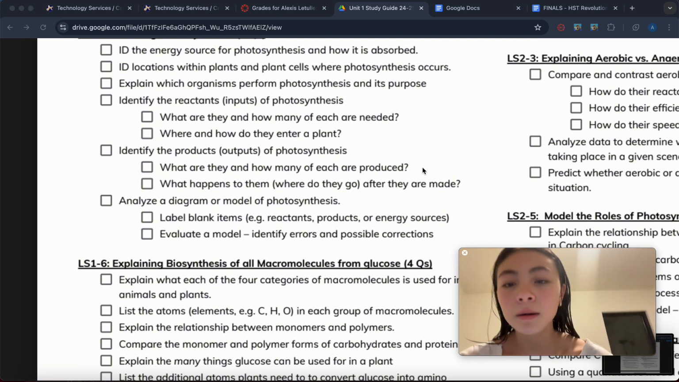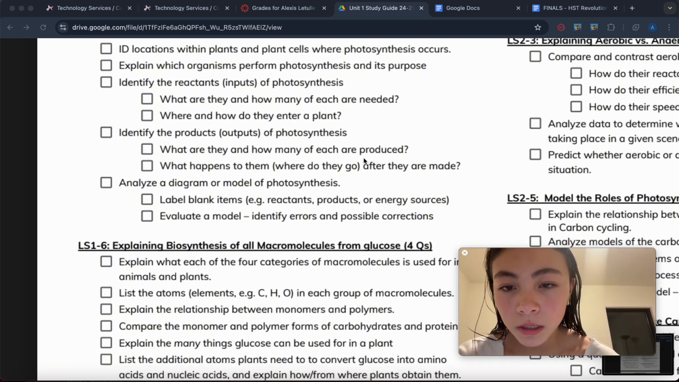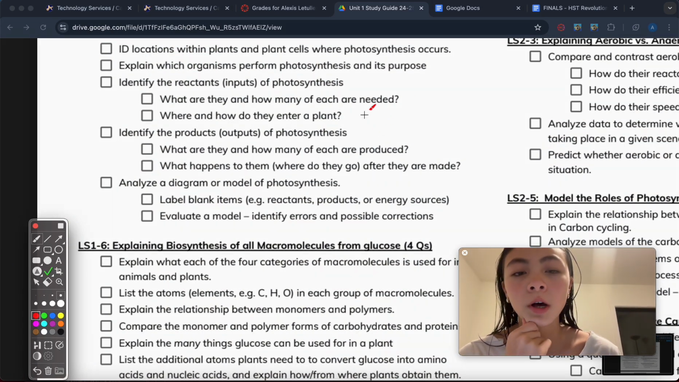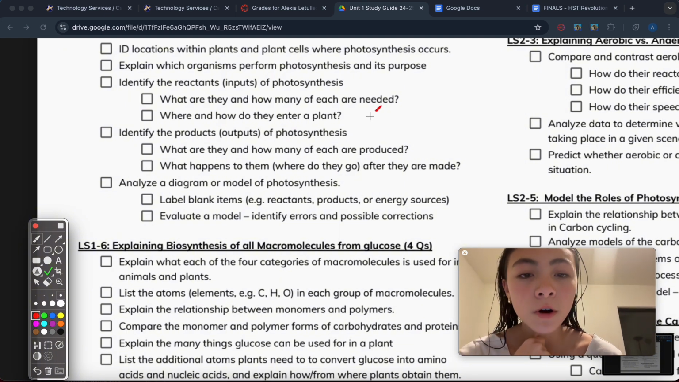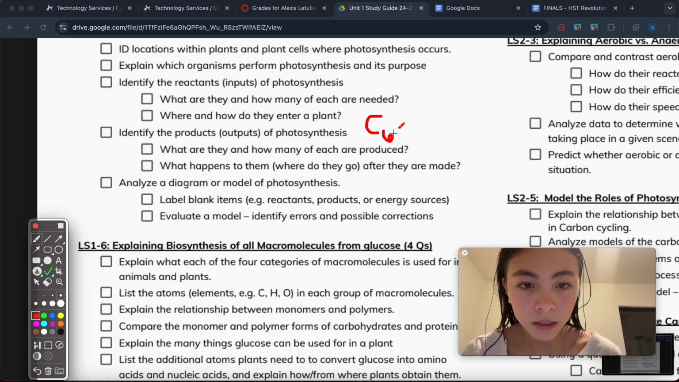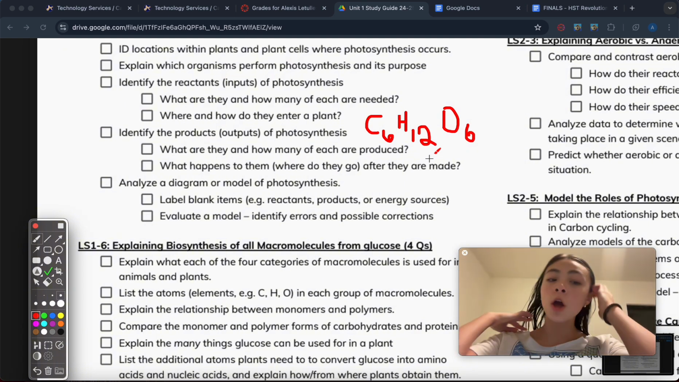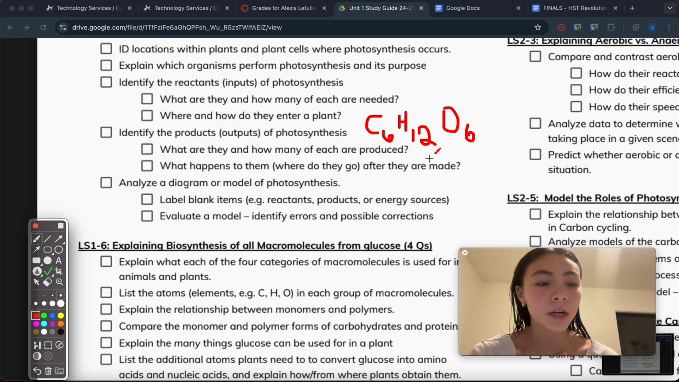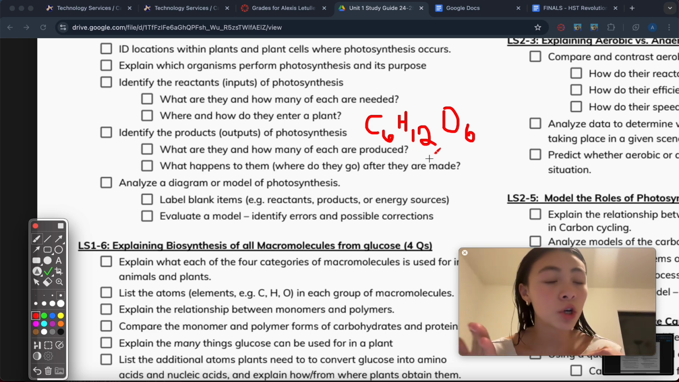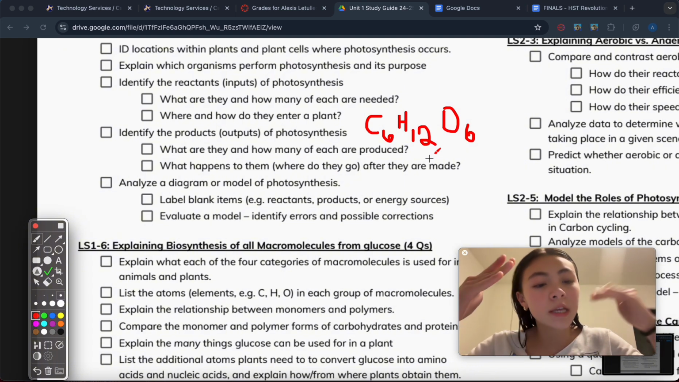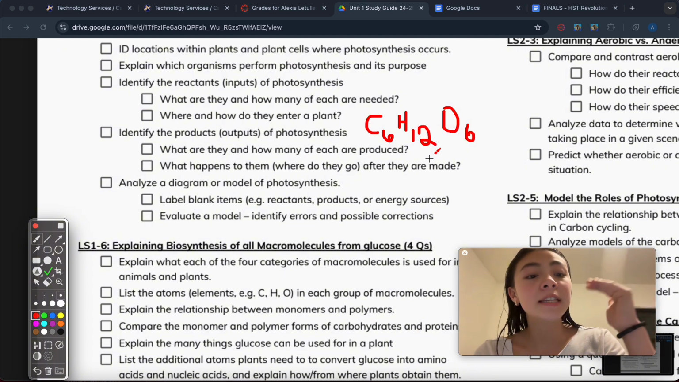Okay, identify the products, outputs of photosynthesis. So we have the photosynthesis, and it spits out, like I mentioned before, C6H12O6, and this is the formula for glucose. So it produces glucose. Glucose is a simple sugar, and on one of the practice tests with Mr. Gray, there was a question on what is burned first. Simple sugars are always burned first, and this is because they're simple.